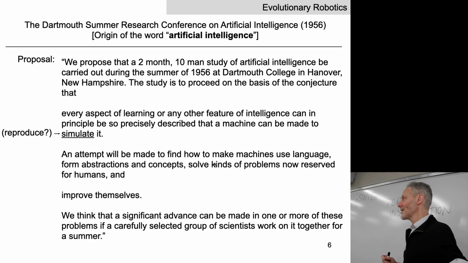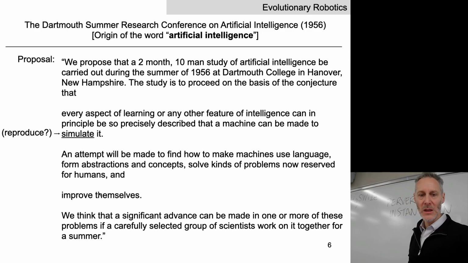What a surprise, they thought that was the best definition of intelligence. And also, by the way, we'll get these computers to improve themselves. Another feature of intelligence, which wasn't mentioned last class: self-improvement. Seems like another hallmark of intelligence. Okay, we think that a significant advance in all of this can be made in one or more of these problems if a carefully selected group of scientists work on it together for a summer.